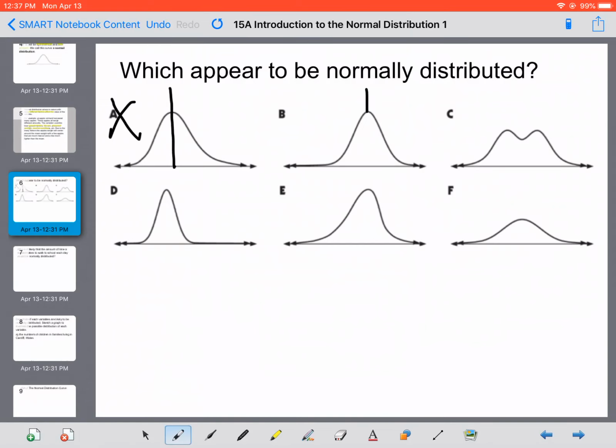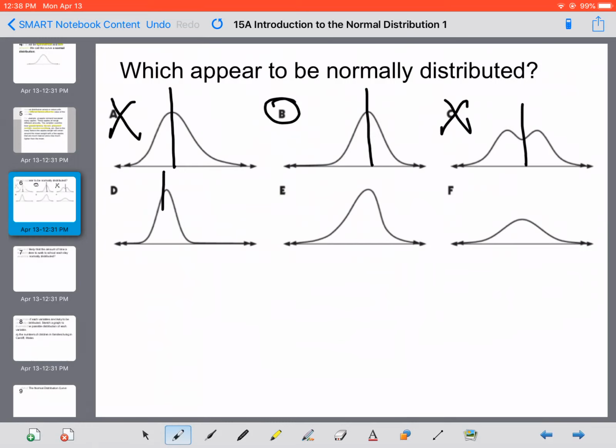If I draw that line on B, it is the same on both sides, so B is going to be normally distributed because it has the bell shape, but it also is symmetrical. On C, I could draw the line of symmetry, and it is the same on both sides, but the problem is it's not bell-shaped. So C is not going to be normally distributed.